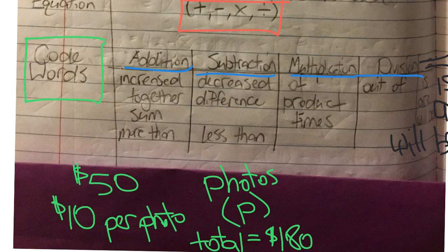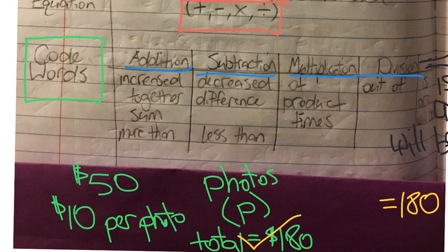So when I go to write this, you don't have to do it like me, but I'm going to write it like this, equals 180, because then I can check off my one piece of information. I know at the end I pay $180. Now, $50 to get in and $10 per photo.